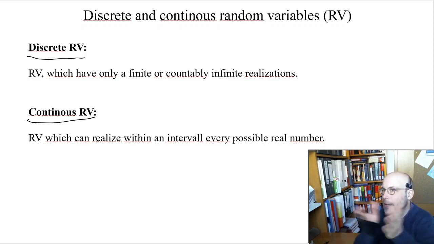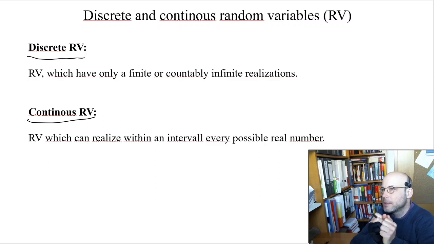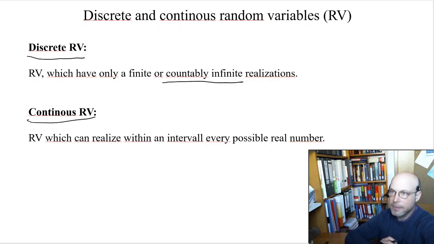And well, in the end, you can do it. You can go on and flip your coin always, but you still can count it. And then you have 1, 2, 3, 4, 5, all these events of flipping a coin. And this would then be a discrete variable with countably infinite realizations.